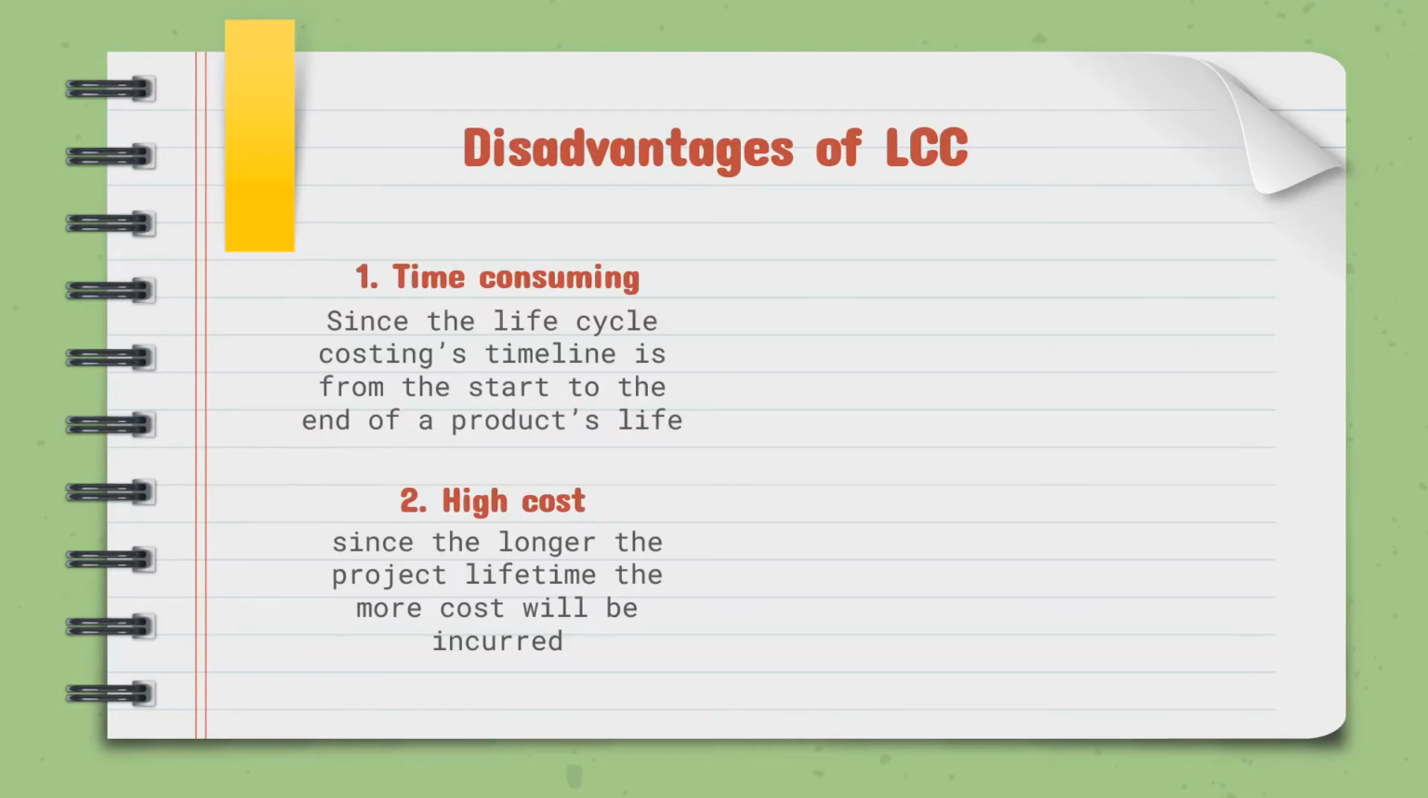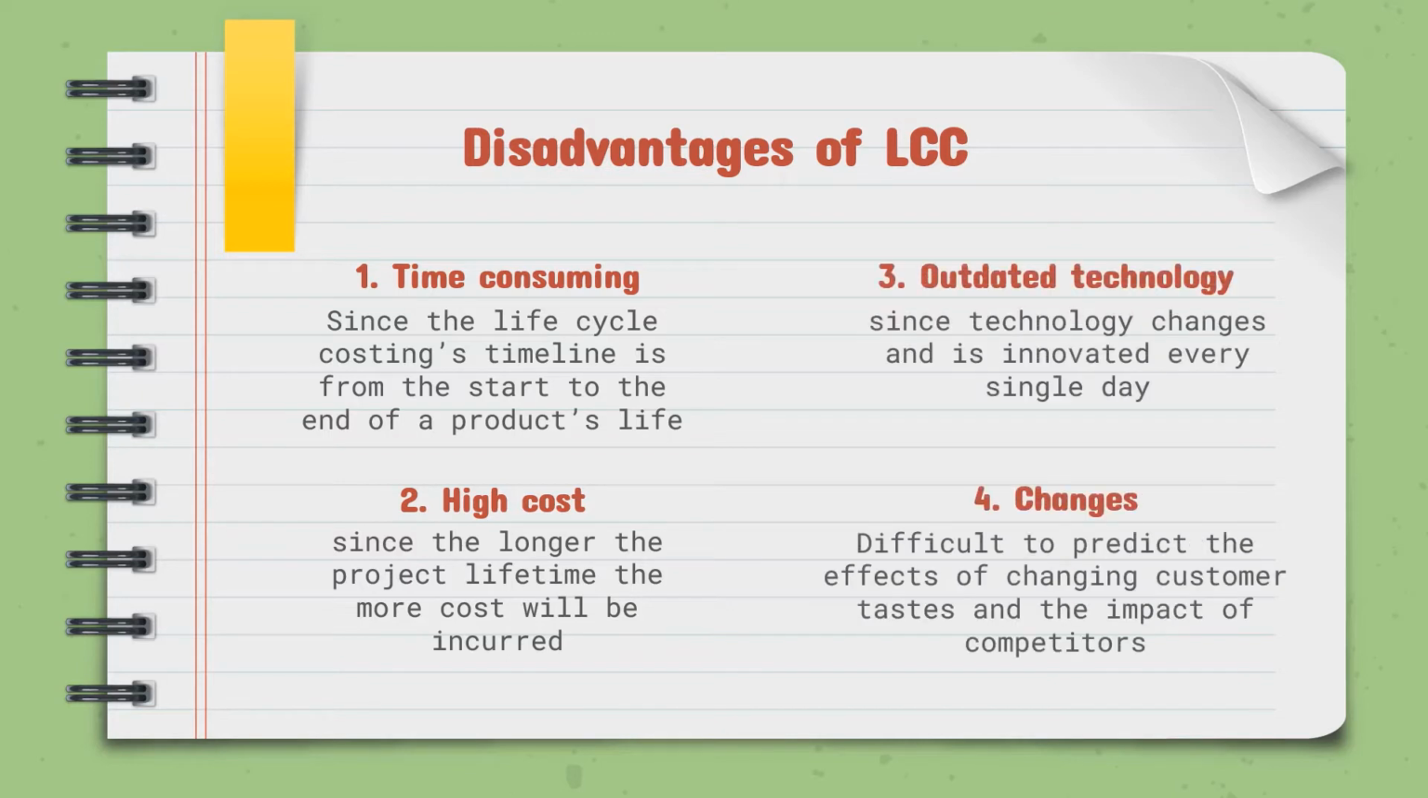But there are still several limitations toward life cycle costs. So this is the list of disadvantages of life cycle costs. The first one is time consuming. We can say it is time consuming since the life cycle costing timeline is from the start to the end of the product life, so it takes a longer time than other techniques. Second, it is high cost since the longer the project lifetime, the more cost will be incurred. And for the third and fourth, due to changes in technology and customer needs, the technology used will be outdated and we cannot predict market demand as well as the competitors' impact.